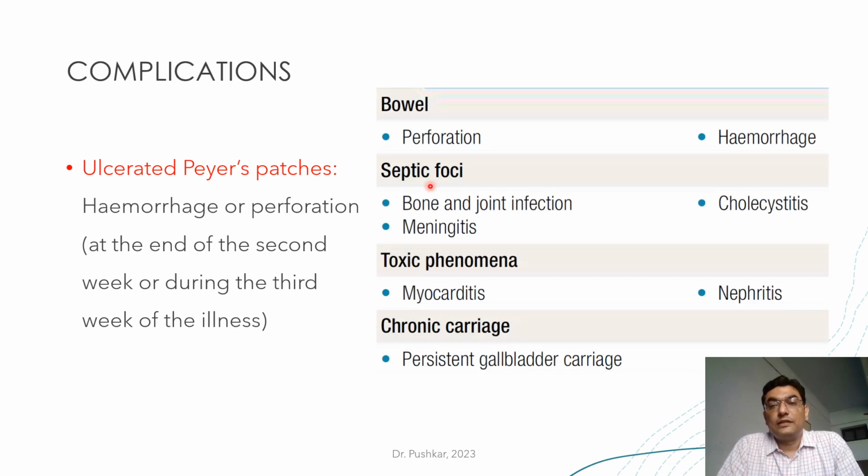As well as there are other complications. We saw the perforation, we saw the hemorrhage in the bowel, as well as there may be bone and joint infections, cholecystitis, meningitis, myocarditis, nephritis, or the patient may become a chronic carrier. So there is persistent gallbladder carriage of the Salmonella.